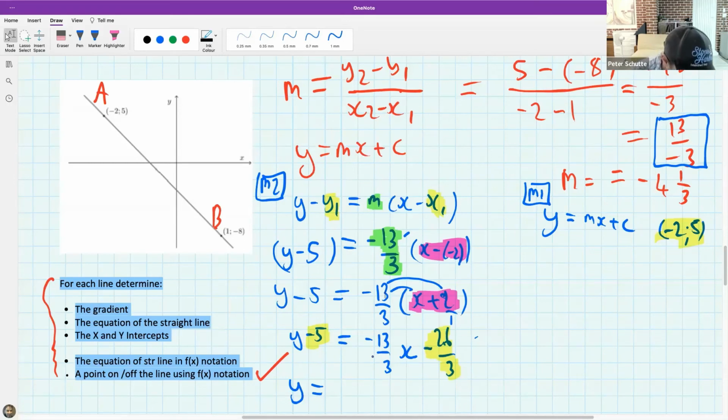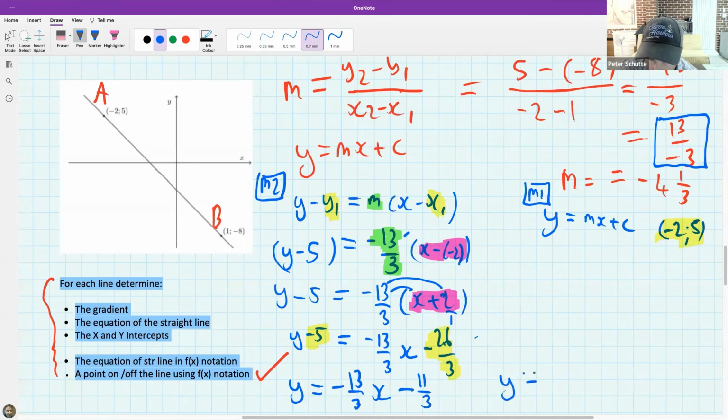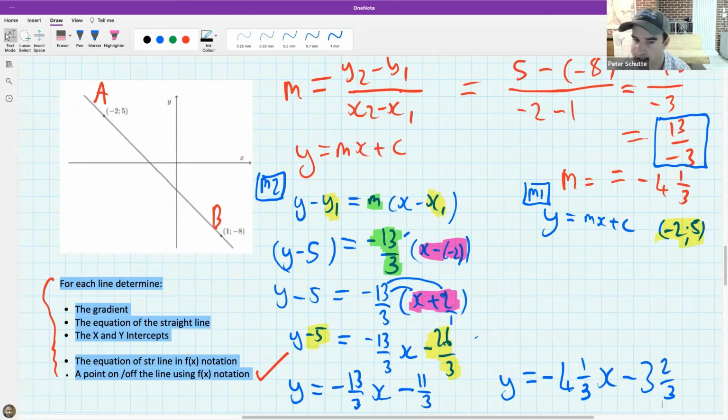And if I use my calculator for that, because I think it's too late in the day for me to be using too much brain power, I should get minus 13 over 3 x, and then I should get minus 11 over 3. If you want to write that in proper numbers now, you could write it as minus 4 and a third x minus 3 and 2/3. So that would also be correct. Now, that was a little bit trickier.